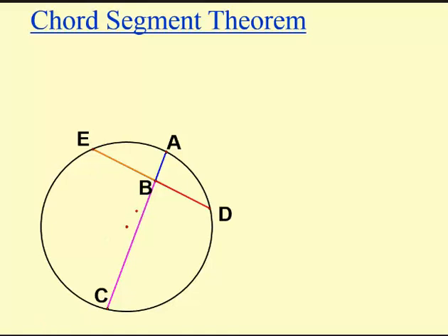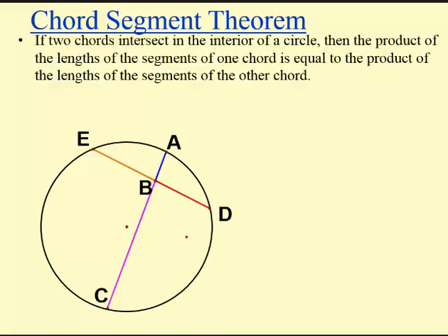Okay, so the first theorem is called the secant segment theorem. The chord segment theorem. If two chords intersect in the interior of a circle, so here's our two chords, ED and AC, they are intersecting inside the circle. Remember, interior means inside. Then the product, what does that word mean? What are we doing to the two parts if we're finding the product? We're multiplying.